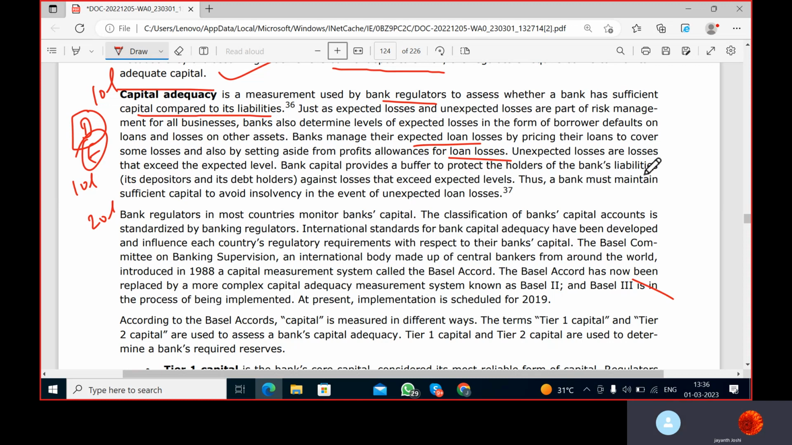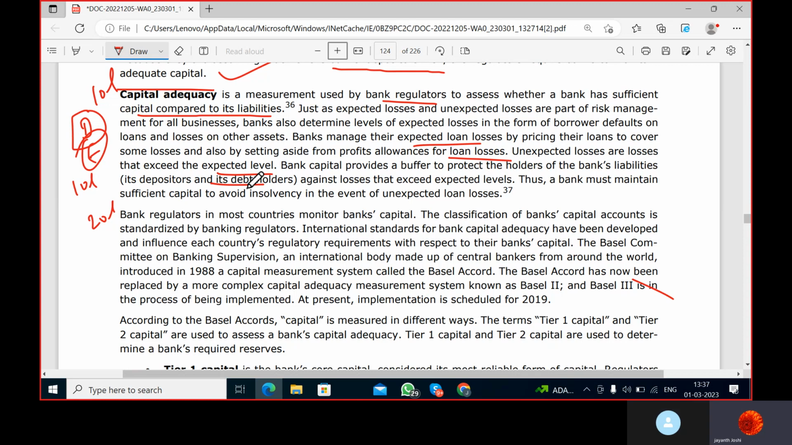Now, unexpected losses are losses that exceed the expected level, correct? Bank capital provides a buffer to protect the holders of the bank's liabilities, that is depositors and its debt holders. So if the bank keeps some capital with it, some kind of buffer, some funds with it, then whenever there is an unexpected loss, whereby some very big amount has been lost by the bank due to some default by a borrower, then if the bank has adequate capital, they can pay off. They can easily settle their liabilities. Am I right? Yes, sir.